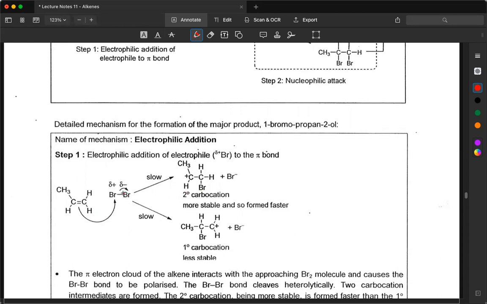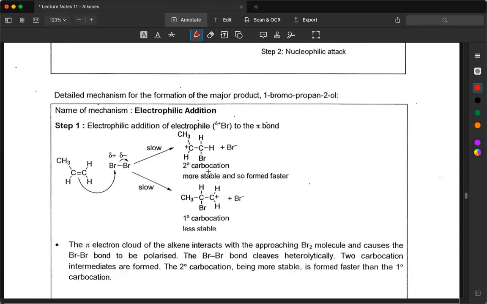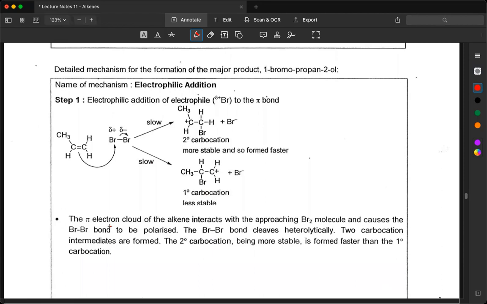And then the Br minus, heterolytic fission. And then the slow one. So must also mention the minor product as well. Don't forget that. So the pi electron cloud of the alkene interacts with the Br2 molecule and cause the Br-Br bond to be polarized. So they ask you to describe in words, this is how you write it. The Br-Br bond cleaves heterolytically, you form two carbocation intermediates.